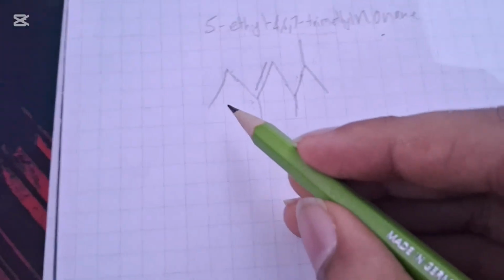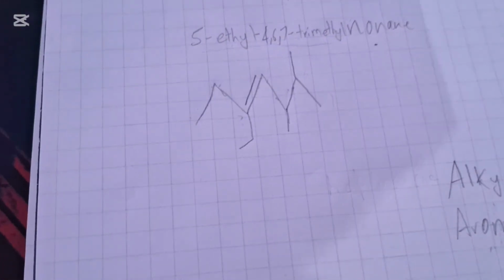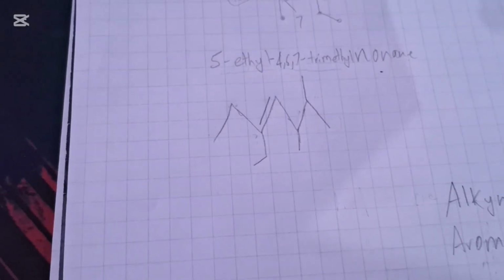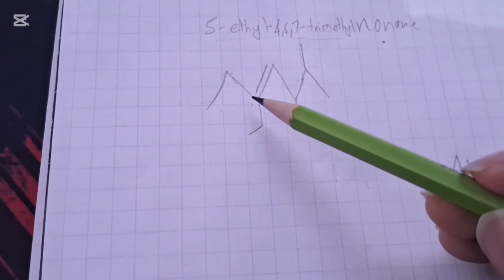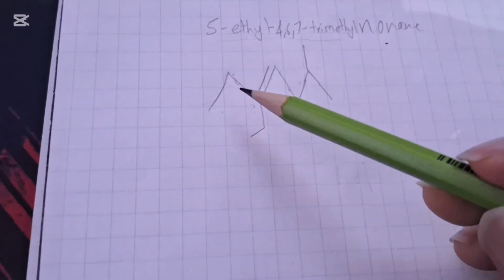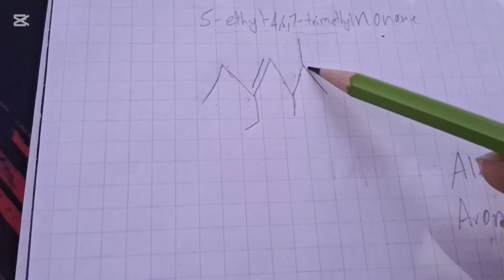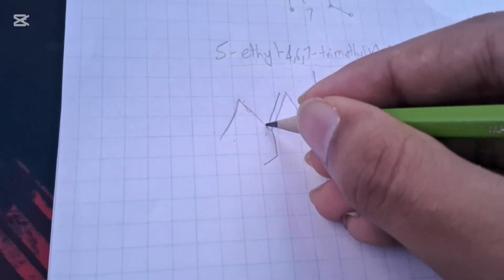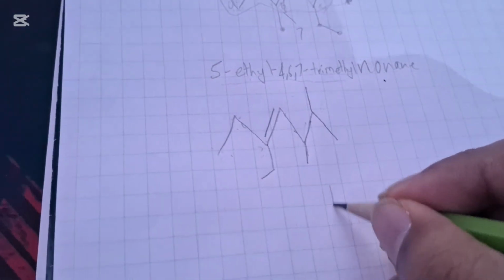Okay, so try naming this. We know that double bond is a priority, and I forgot to include one thing, but I'll give you a few seconds. 1, 2. Okay, continue. 1, 2, 3, 4, 5, 6, 7. So it's heptane, right? And we know that the double bond is on 3 because 1, 2, 3. So hept-3-ene.